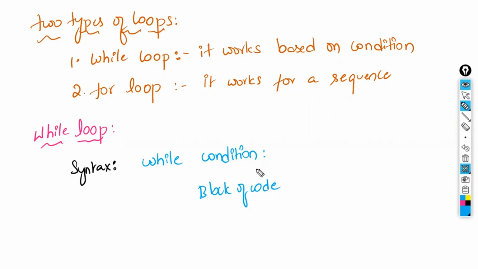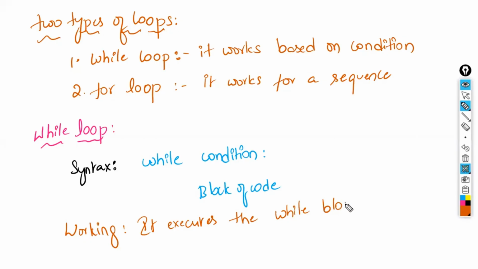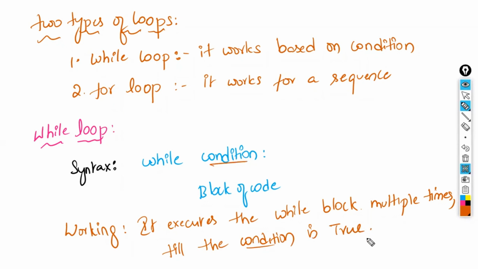Okay. Now what happens? In this case, this is the syntax. Now, how does it work? Next question is how it works. Working of while loop. It executes the while block. It executes means it will do the work. Python code will be executed. It executes the while block multiple times, till the condition, whatever the condition you have written here, is true. Till the condition is true, it will execute.